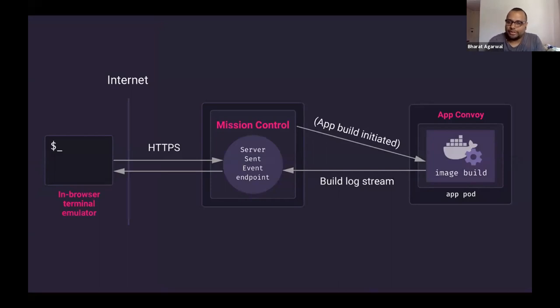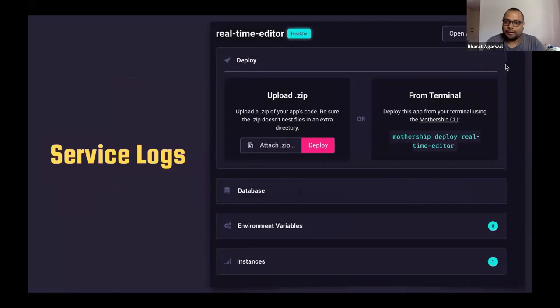These endpoints, by the way, are sent, so the build stream is sent by the orchestrator to the mission control Express application, and the Express application then sends out this information via a server-sent event. Then there are service logs, which is when you are running an application, what are the logs that are being generated?